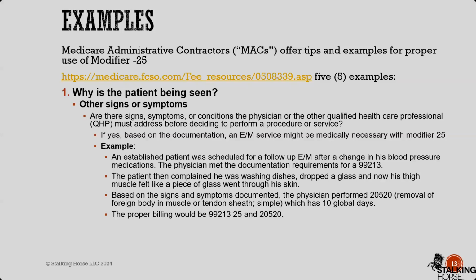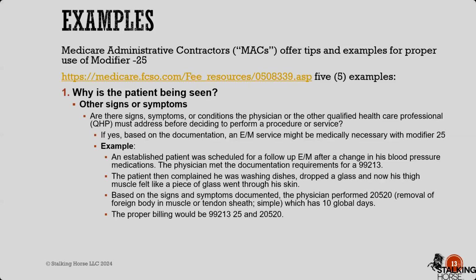So based on the signs and symptoms documented, the physician performed a 20520, removal of a foreign body in a muscle or tendon sheath, simple, which has a 10-day global period. So the proper billing would be the 99213 with a 25 modifier and 20520.